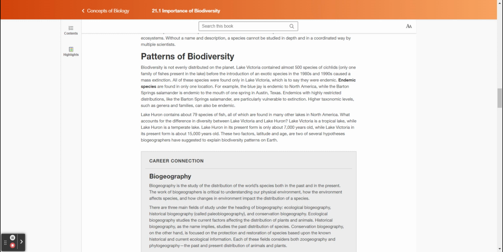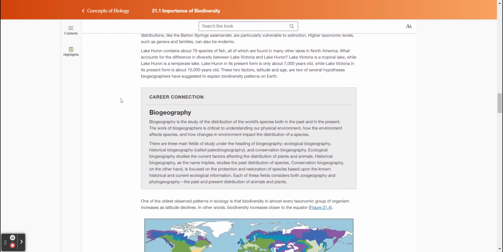Lake Huron contains about 79 species of fish, all of which are found in many other lakes in North America. What accounts for the difference in diversity between Lake Victoria and Lake Huron? Lake Victoria is a tropical lake, while Lake Huron is a temperate lake. Lake Huron, in its present form, is only about 7,000 years old, while Lake Victoria, in its present form, is about 15,000 years old. These two factors, latitude and age, are two of several hypotheses biogeographers have suggested to explain biodiversity patterns on Earth.